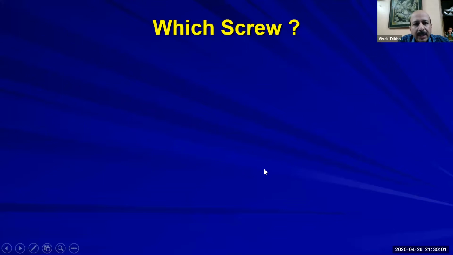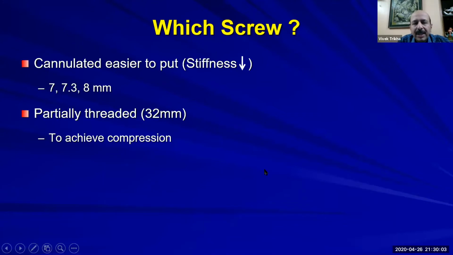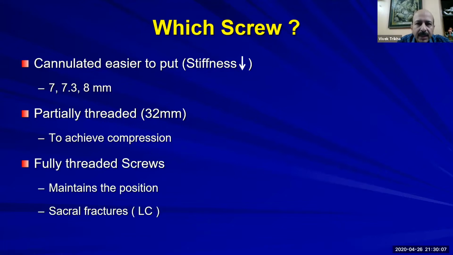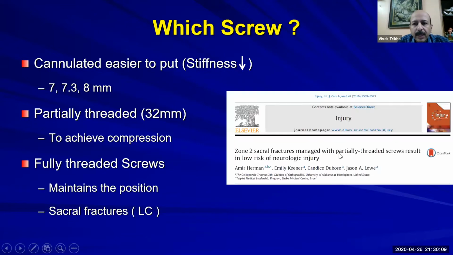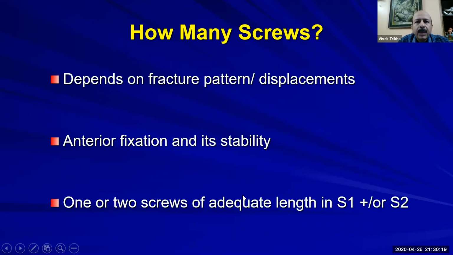Which screw to put? Cannulation is easier. Partially threaded, I normally put even in sacral fractures, though they say that fully threaded screws can be put. There is a paper from Jason Lowy from US, which has shown that even if you put in partially threaded screws, you do not aggravate the neural injuries which can happen.